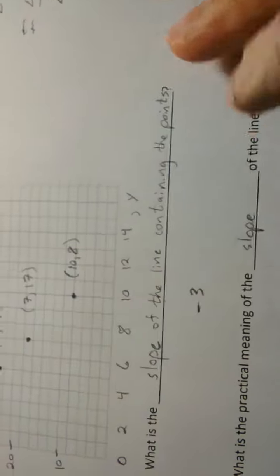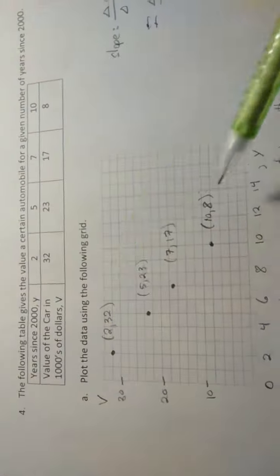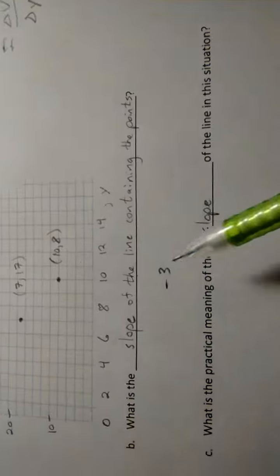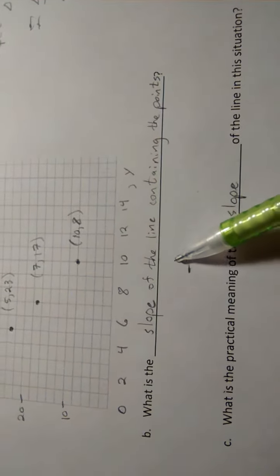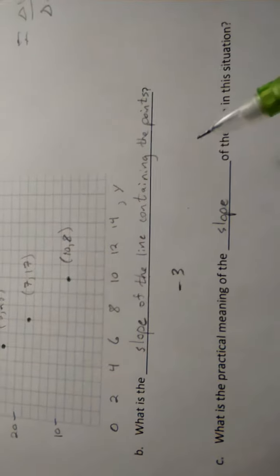So the slope of a line is a numerical value that describes to us the relationship between V and Y. And so what we're going to do in our next video is talk about what that is. What does this tell us about the relationship between Y and V in this situation?